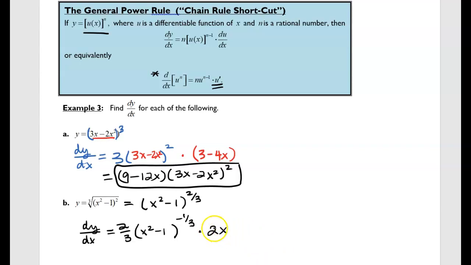Then I can go ahead and simplify that. I'm going to rewrite this in radical form. So in the numerator, I would have 2 times 2x, that's 4x. The 3 is still in the denominator. And then I have the cube root of x squared minus 1. And that would be my final answer.